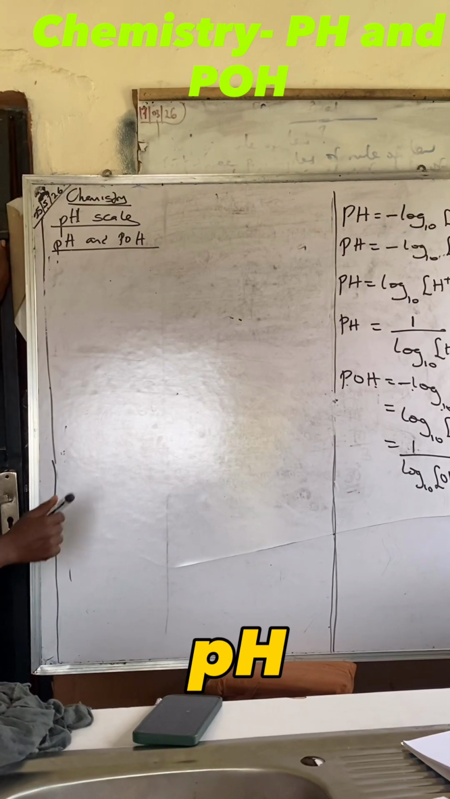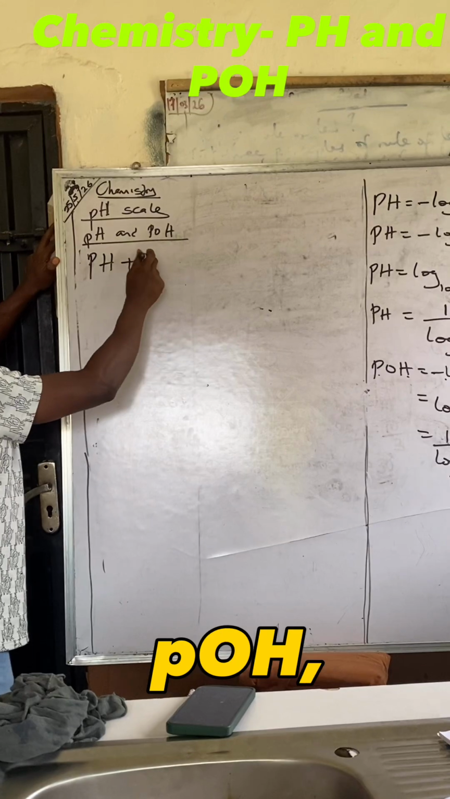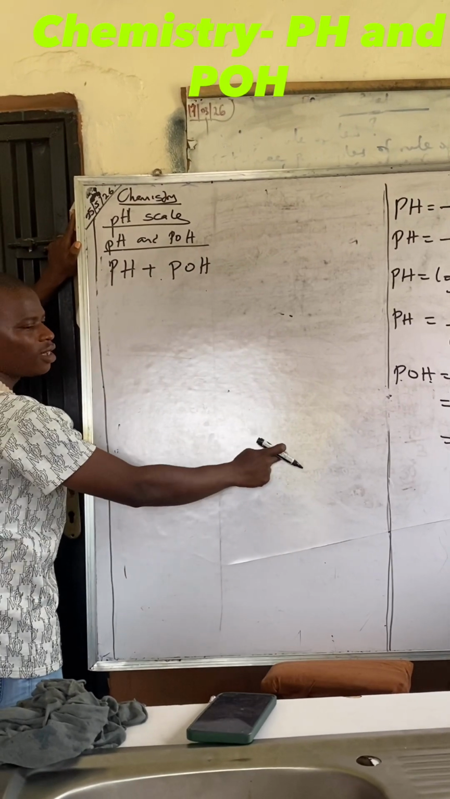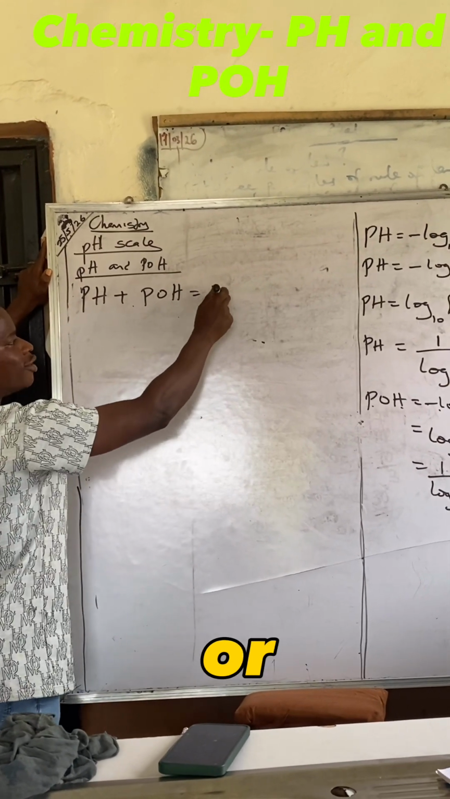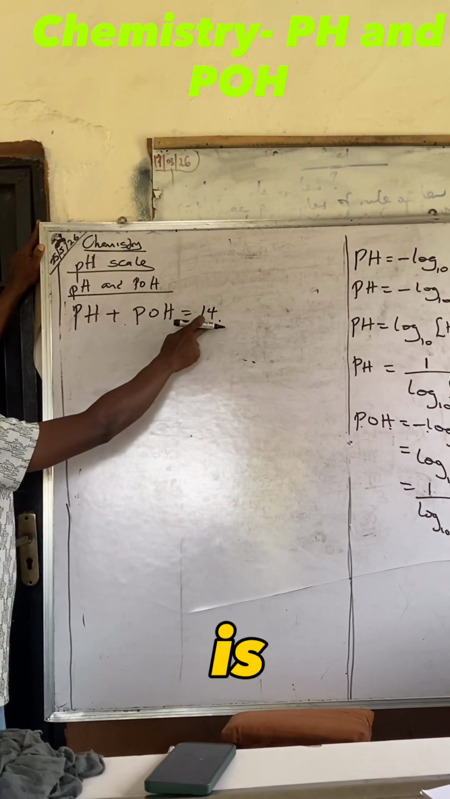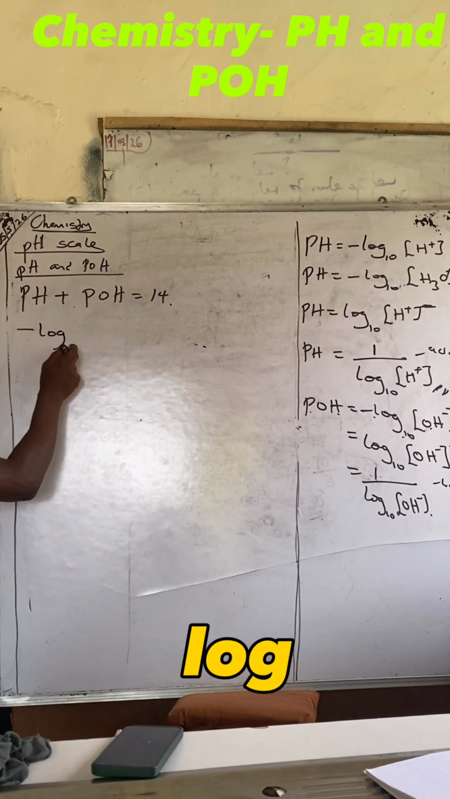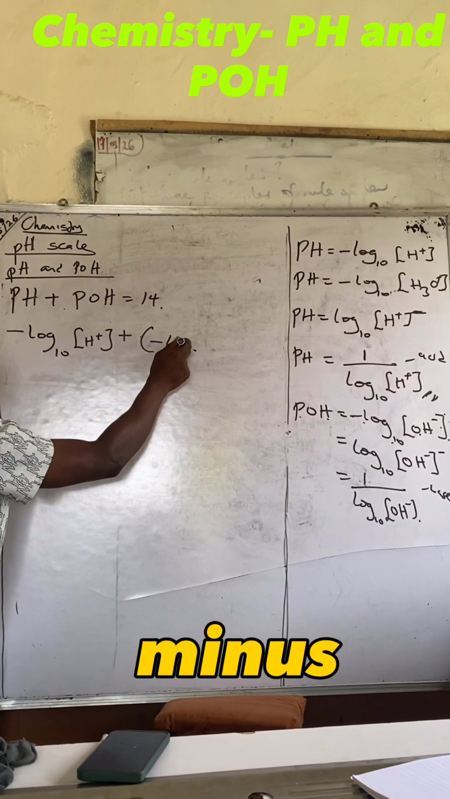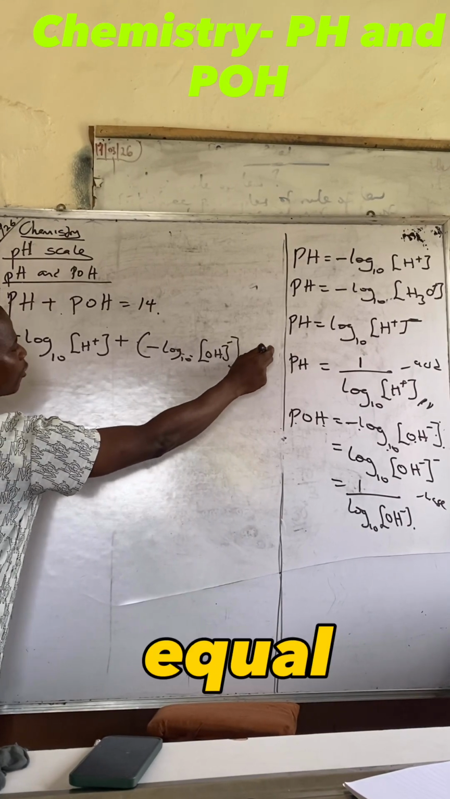Relationship between pH and pOH now. pH plus pOH. Please note this, very, very important. On the scale, I told you it goes from 0 to 14. So the measure of the acid and the measure of the base, when you add them together, they will give you 14. Or the range starts from 0 and ends at 14. So pH plus pOH is 14. What is your pH? From there, we have what? Minus log 10 H plus. Then what is your pOH? Minus log 10 OH minus. All is equal to 14.